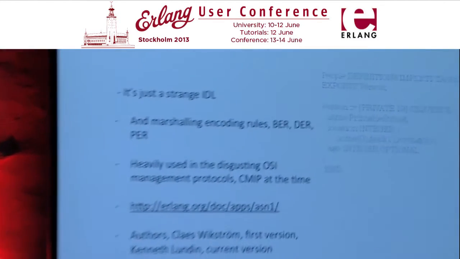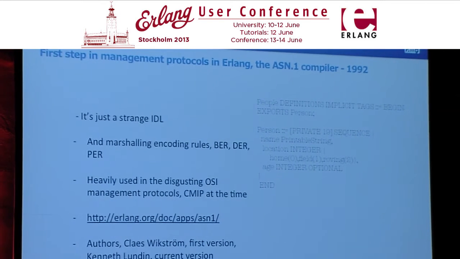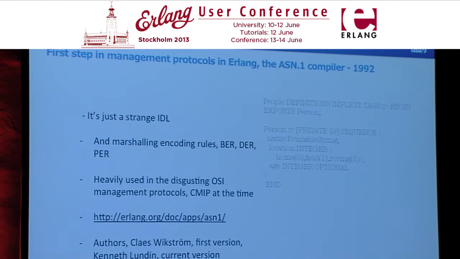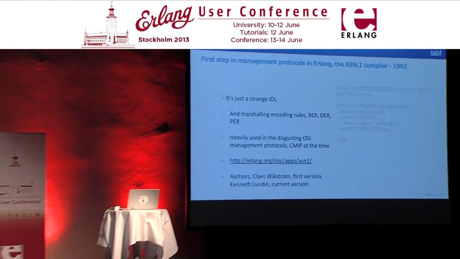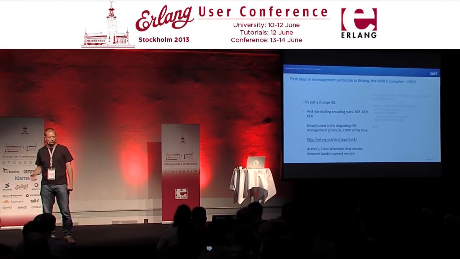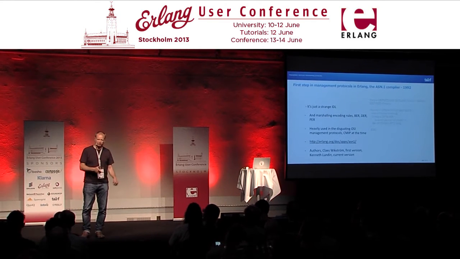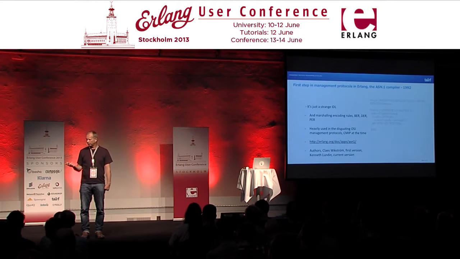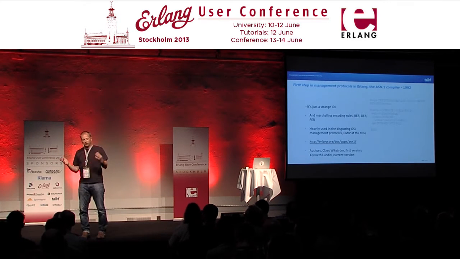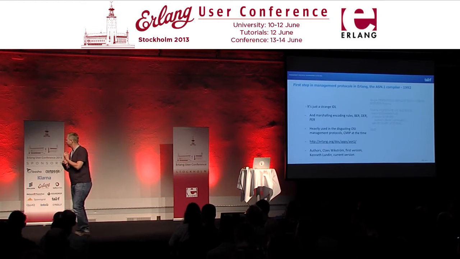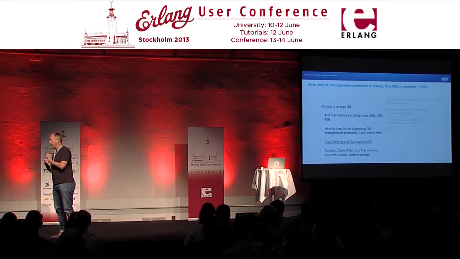Okay, so now I'm going to go through a number of pieces of software that we have in OTP. The reason I'm starting with the ASN.1 compiler is that it's the first piece of management software that was written in Erlang. Maybe it's not, but it's one of the first pieces. So ASN.1, it's an IDL. It's a strange IDL. It's been around for ages.